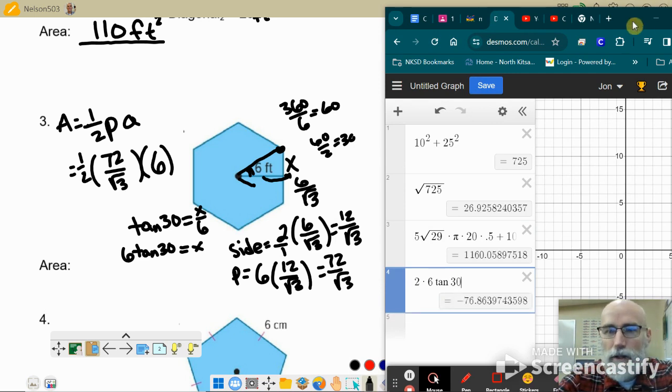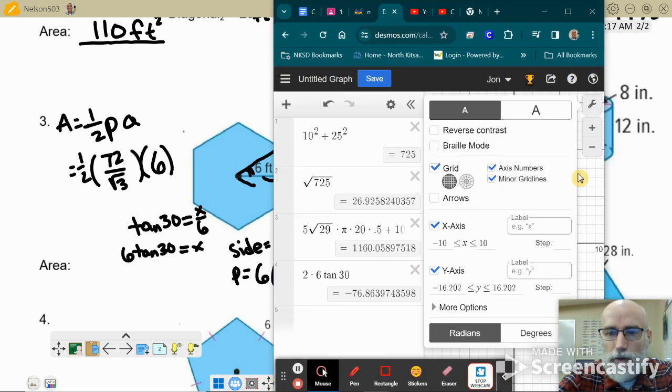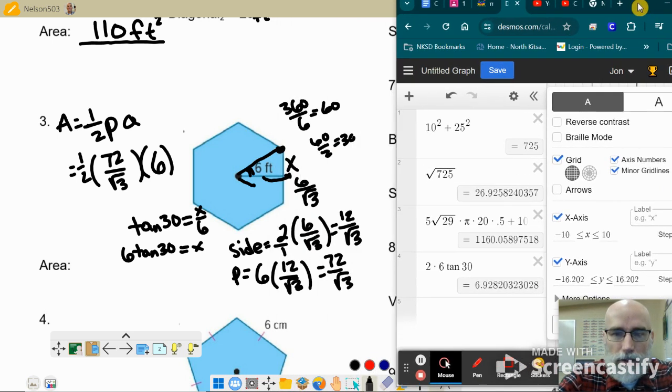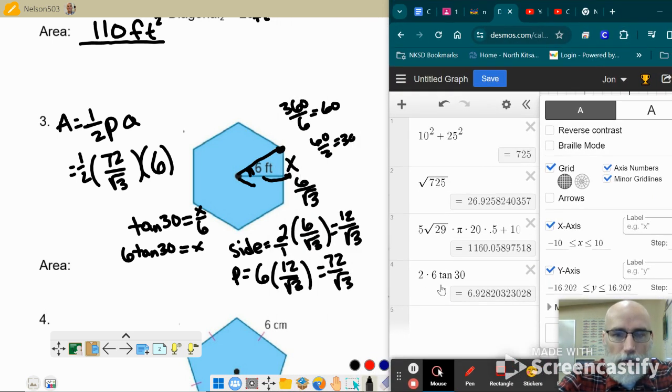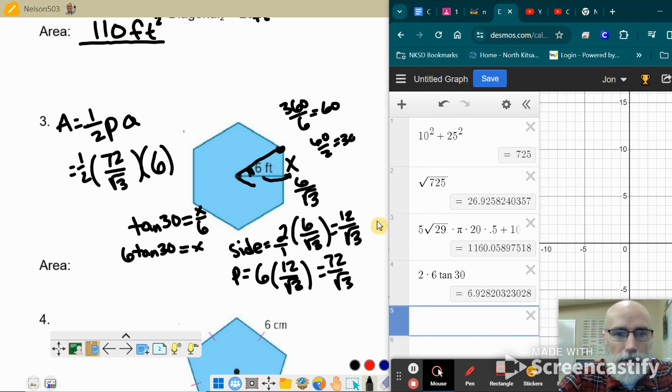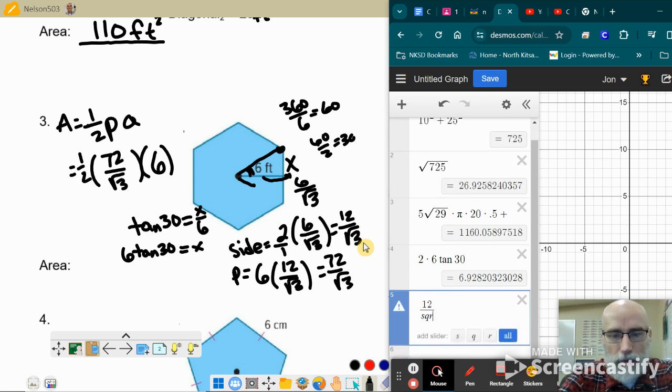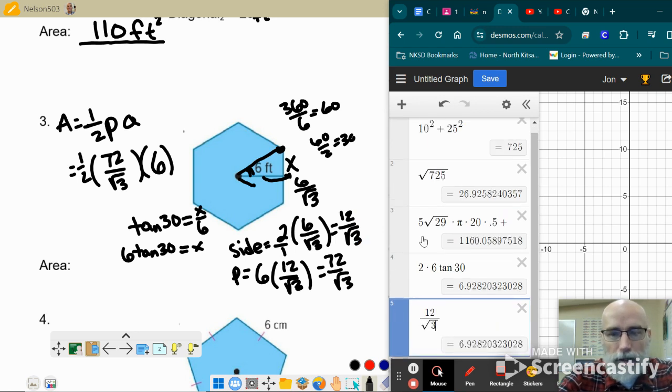Now I got to make sure I'm in degree mode, right? This is the tricky part about using tangent. As soon as you start using angles that are in degrees, you got to make sure you're in degree mode. So the whole side is 6.9 something or other. If I go 12 divided by square root 3, I get the same exact answer. See that? My side length was 12 over square root 3, or 2 of these 6 tangent 30s, right?